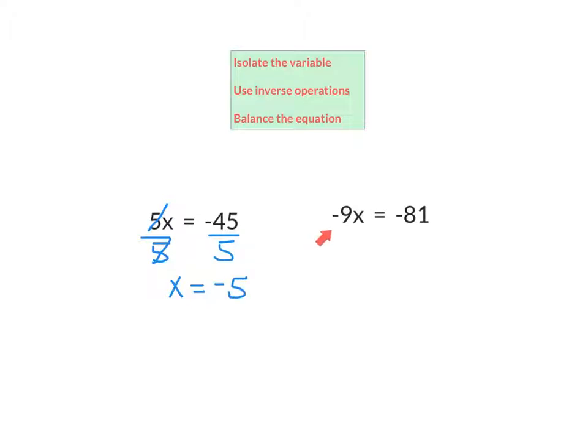In my next equation, -9x = -81. Again, the operation going on the side of the equation with the variable is multiplication. I undo multiplication with division. So I'm going to turn both sides of my equation into a fraction, and I'm going to divide by the coefficient -9 on both sides so that I'm isolating my variable x. My -9's cancel and leave me with a 1x, and -81 divided by -9 is a positive 9.